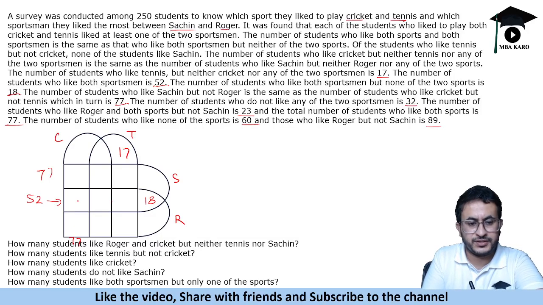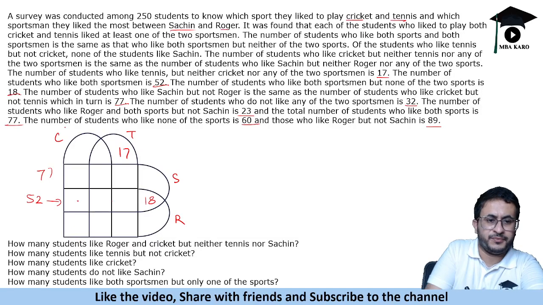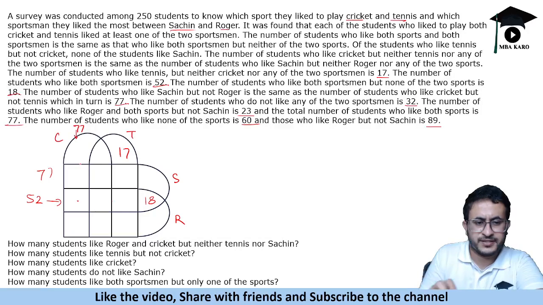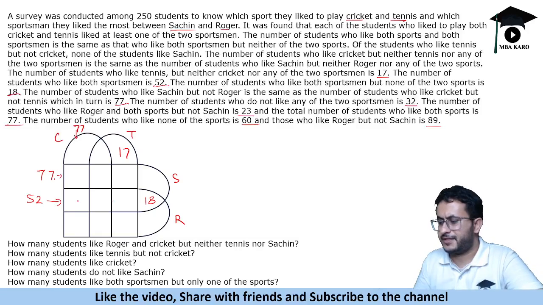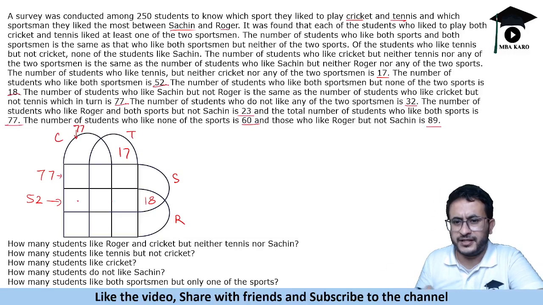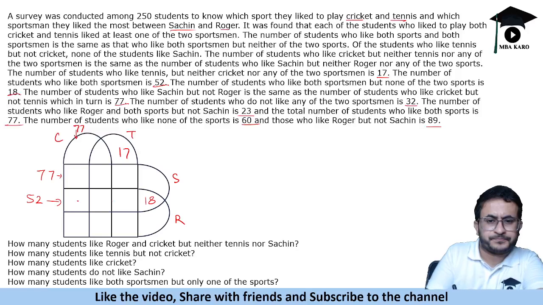So this total is 77, of all these regions. And this Sachin is also 77. So that's what we can get from this information. Then the number of students who don't like any of the 2 sportsmen is 32. So they do not like any sportsman. So this total is 32.